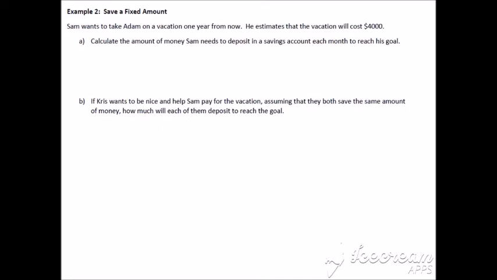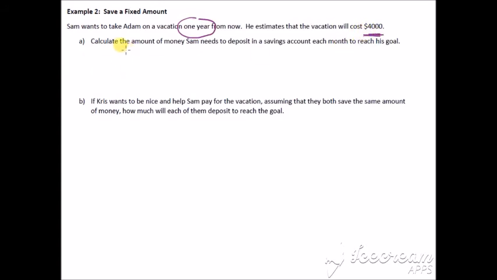Example 2, save a fixed amount. So this is about savings. Sam wants to take Adam on a vacation 1 year from now. He estimates the cost is going to be $4,000. A, calculate the amount of money Sam needs to deposit in a savings account each month to reach his goal. Approximately 1 year from now, and it's going to cost approximately $4,000.